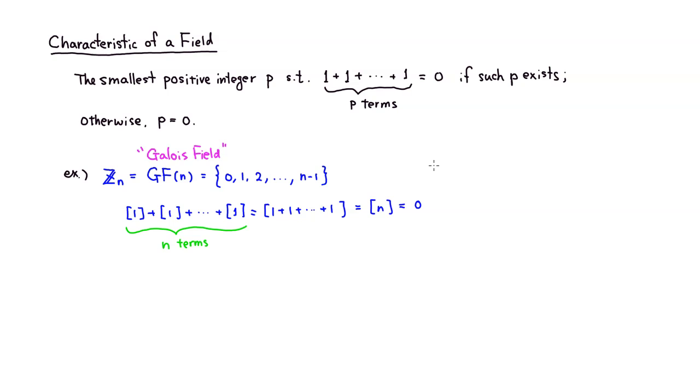So we know that the characteristic of Z mod n is, therefore, exactly the same thing as n. So that's the characteristic of a field. It's just the number of ones we need to add to get the sum equal to 0. That number is called the characteristic of a field.